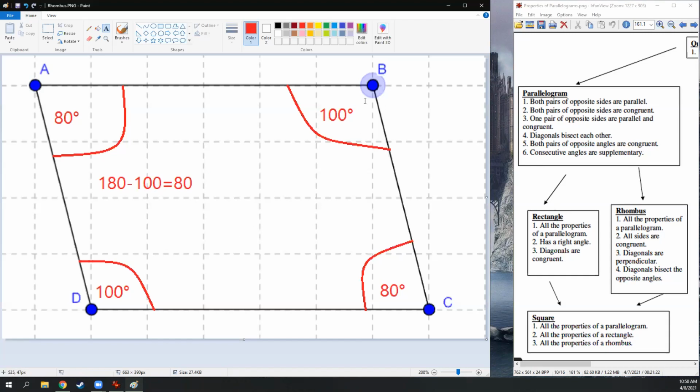Now, if you notice, we said in the previous little property, both pairs of opposite angles are congruent, right? Well, D and B have to be equal. They're opposite angles. Oh, would you look at that? A and C have to be equal. They're opposite angles. Oh, look at that. They're equal. So these two properties kind of go with each other. You're going to see them used in conjunction very often.